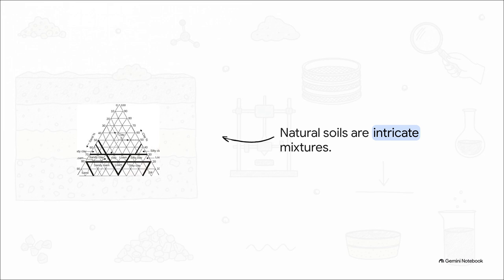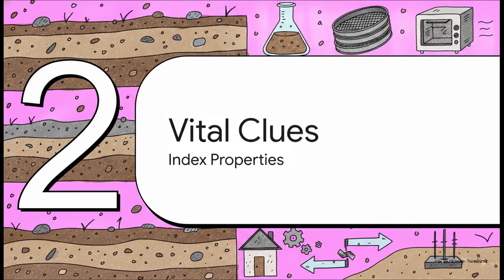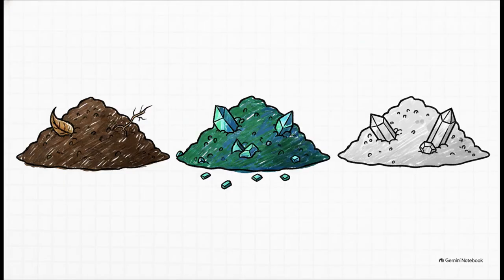Moving to Section 2, Vital Clues, Index Properties. These are the specific, quick tests that help us determine the future behavior of a soil mass. Before we even pull out the heavy lab equipment, we can get massive clues just by looking at the soil's color. Dark colors? Well, that almost always indicates organic matter, which definitely affects stability.